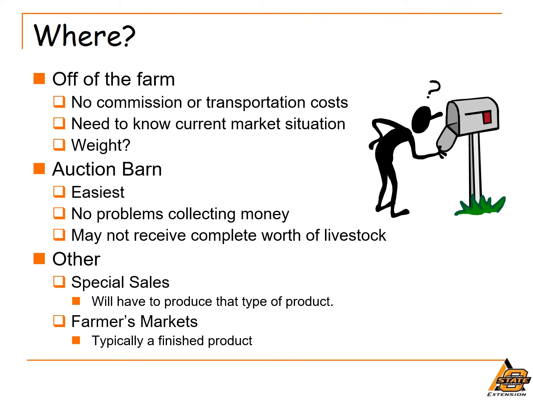Other places that we can sell, there are special sales. The thing about special sales is you have to have that type of product to fit into that sale. Like maybe a replacement female sale where they're selling animals for replacements, or maybe you wanted to hit a farmer's market. Now when we're talking about selling at the farmer's market, we're talking about selling typically a finished product. So now you have to hold that animal until harvest and get it processed and then sell that and deal with the rules and regulations as that. But again, those are other places where we can sell our product.